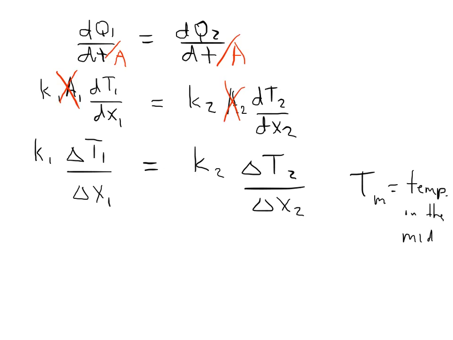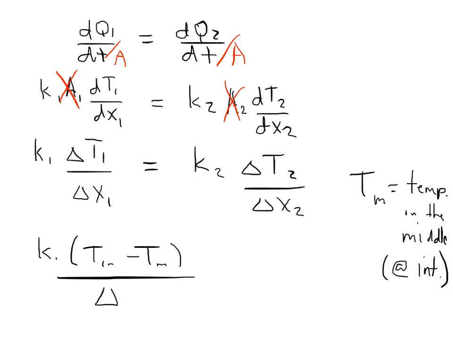And specifically, I mean the temperature at the interface. So we're going to go at interface right there. So that's my shorthand for that. Remember, temperature in the middle or the temperature at the interface. And so what I can do then is write this expression of K1 delta T1 over delta X1 as K1 times T in minus Tm, so that's the temperature inside the house, minus the intermediate temperature divided by delta X1.